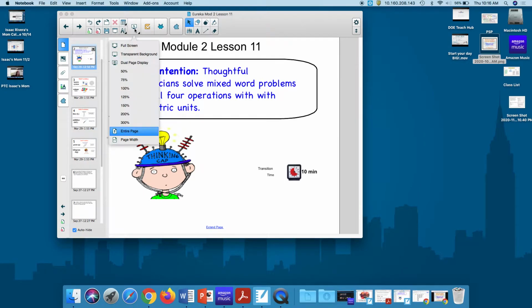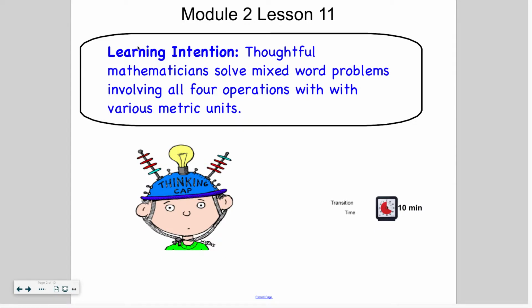Hi scholars, so today we're completing Module 2, Lesson 11. Let's start with our learning intention. Thoughtful mathematicians solve mixed word problems involving all four operations with various metric units.